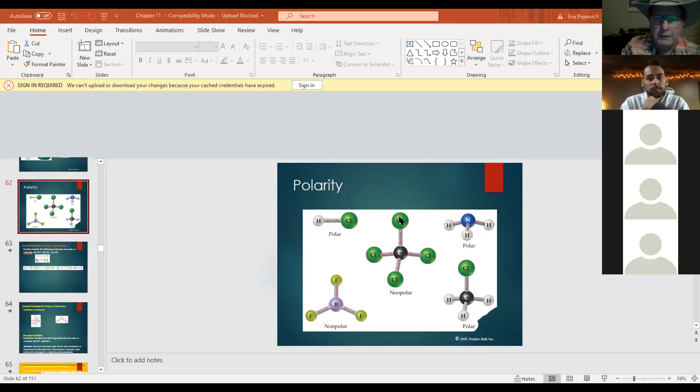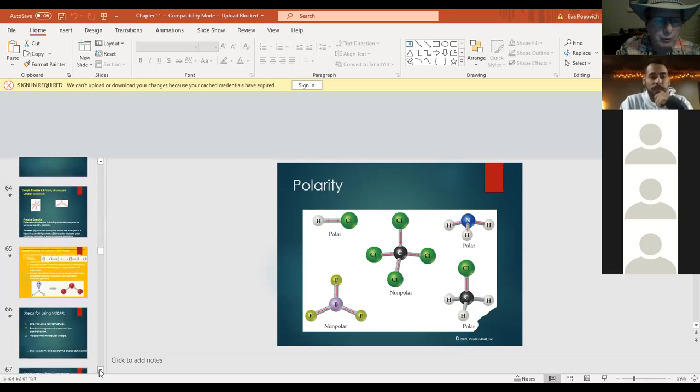No, wait, it wouldn't. If you have an H there and you chop it along this plane, it's not symmetrical. You've got an H on one side and a Cl on the other. It's not symmetrical. All right, are we good with this, guys? Yep, thank you. All right, let's see where I'm going from here.